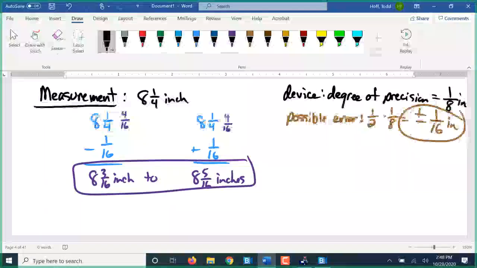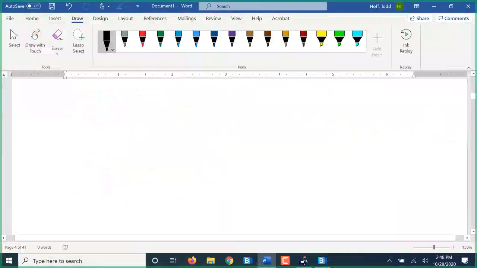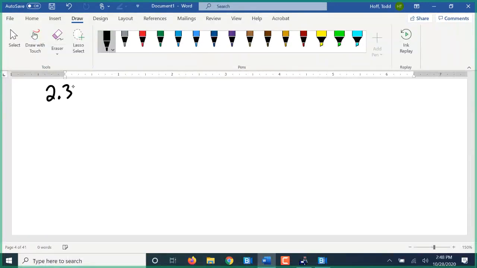So as long as we know the degree of precision, we can figure out what that implied range is for that measurement. Well, it's actually much easier to do if we have decimal measurements, because the degree of precision is built right into the decimal measurement. Illustrate what I mean by that.